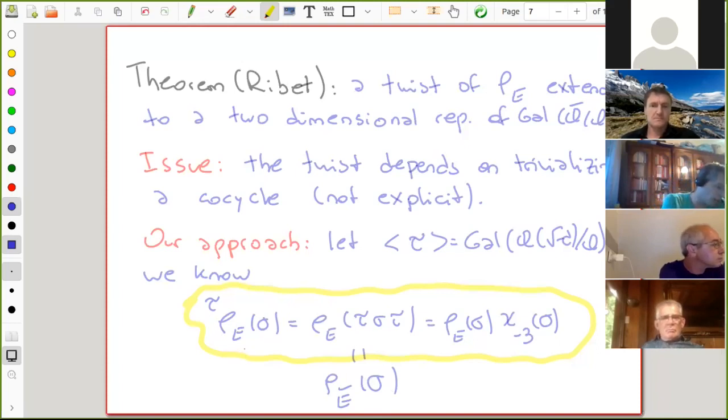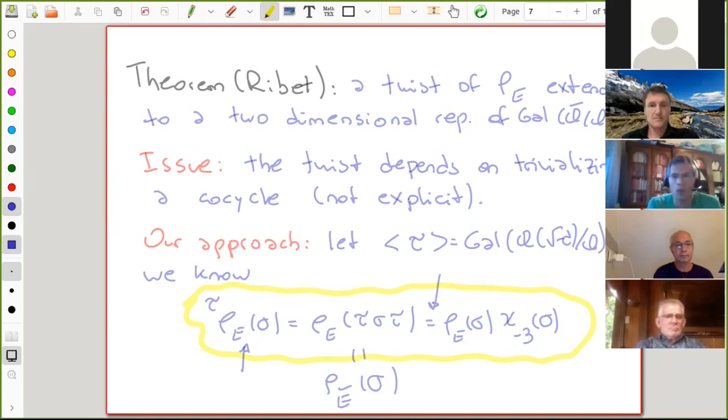So I'm going to take a generator tau for the Galois group of the quadratic extension, and I start with the Galois representation attached to my elliptic curve, and I consider another Galois representation, rho_E^tau, where you just take any element and conjugate by this tau. This is again an element of your Galois group of the quadratic field, and you evaluate your representation there. So this is the representation attached to the conjugate elliptic curve. And the condition that the conjugate elliptic curve is isogenous to a twist of the original implies that you get a particular relation between these two Galois representations.